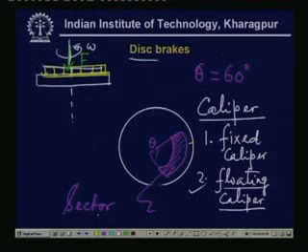Again, what is most important for the design is the pressure on the disc and on the friction pad, because the friction lining can withstand up to a maximum pressure. Also the wear and tear, and again the heat generation.